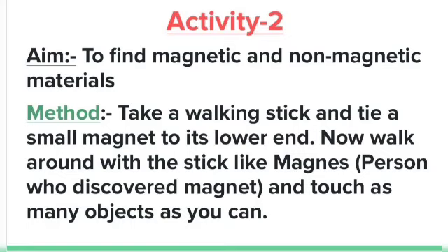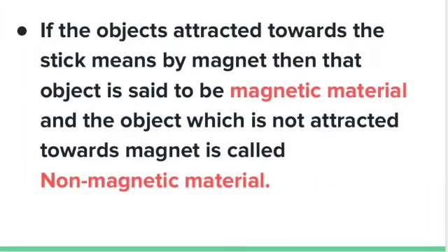Now walk around with this stick like Magnus. Magnus is a person who discovered magnet. Magnus discovered magnet when he was out of his ship, and he observed that his stick was attracted towards a rock, that is, a magnet. So like Magnus, walk around with this stick.